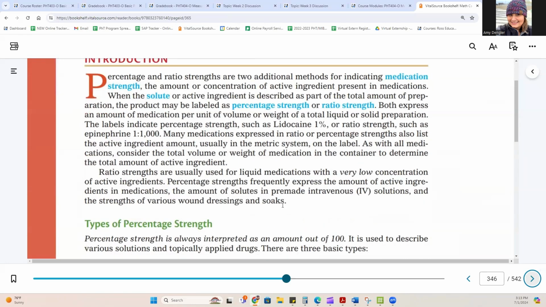Percentage and ratio strengths are two additional methods for indicating medication strength, the amount or concentration of active ingredient present in medications. When the solute or active ingredient is described as part of the total amount of preparation, the product may be labeled as percentage strength or ratio strength. Both express the amount of medication per unit of volume or weight of a total liquid or solid preparation.